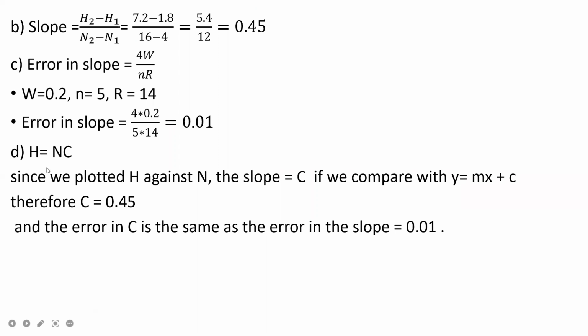Now the next thing here, we have our relationship between H, N, and C. So the relationship is H against N. The slope is equal to what? C. If we compare with y equals mx plus c, your y here is H, your x here is N, and the slope is our m here. Therefore, the value for C does not need to be calculated since we've gotten our slope here. Since C equals the slope, C equals 0.45. And the error in the slope gives us the error in C, which equals 0.01.